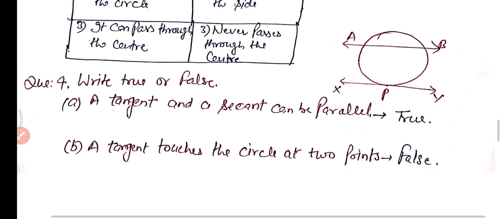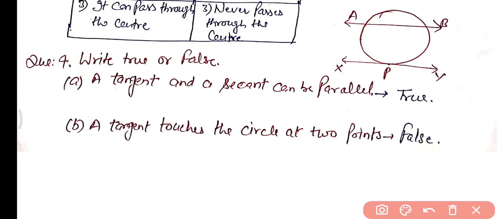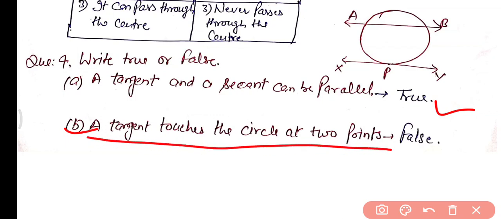So now we are to tell whether the given statements are true or false. In part A, a tangent and a secant can be parallel. Yes, a tangent and a secant can be parallel, and infinite secants can be drawn parallel to a given tangent. So this statement is true. And now, a tangent touches the circle at 2 points. This statement is false, as we know that a tangent touches the circle at only 1 point. So the given statement is false.